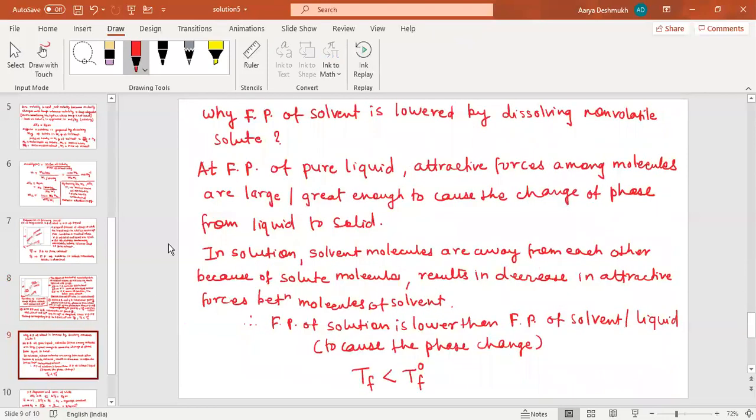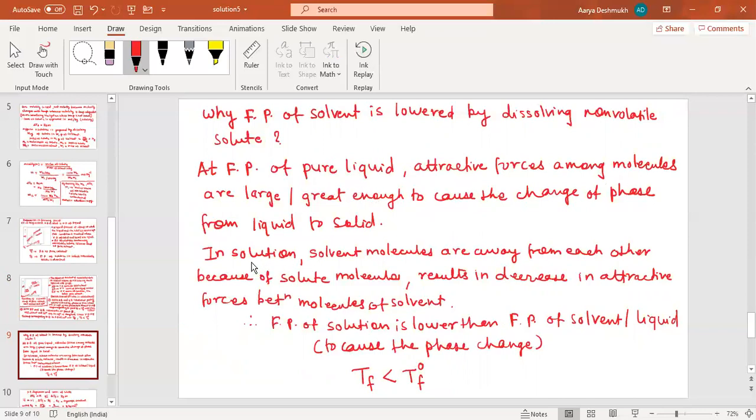Now the next, why is this so? Why is there a depression in the freezing point when a non-volatile solute is added? At the freezing point of a pure liquid, attractive forces among molecules are great enough to cause the change of phase from liquid to solid. We know that when these molecules come together, the liquid changes from liquid phase to solid phase. So there is more attraction between the molecules when it is in pure liquid form.